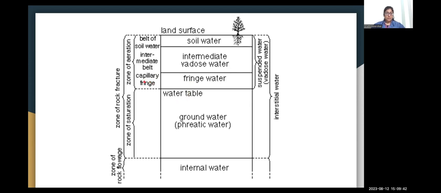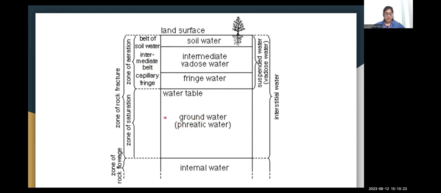Then beneath the zone of aeration, you come across the zone of saturation. The zone of saturation is the part of the subsurface which is fully saturated with water. Geological formations like aquifers come under this, and at the top surface of this portion you will find the water table. It is also called the phreatic zone. The questions will be based on this, so that is why I gave a brief idea about what we'll be dealing with.